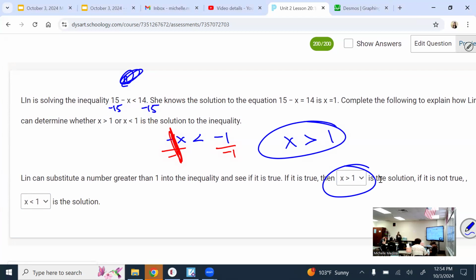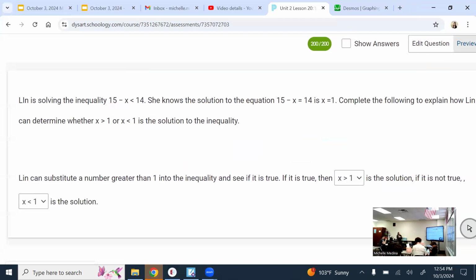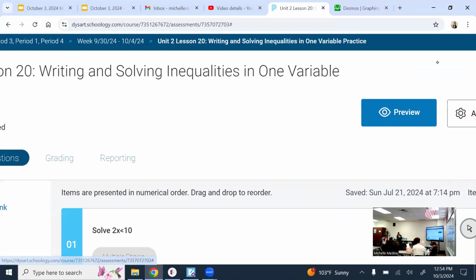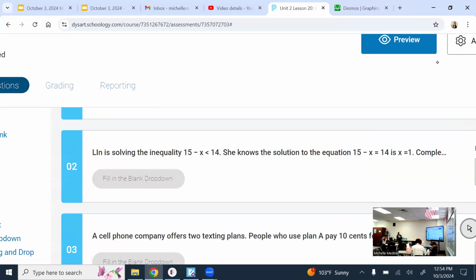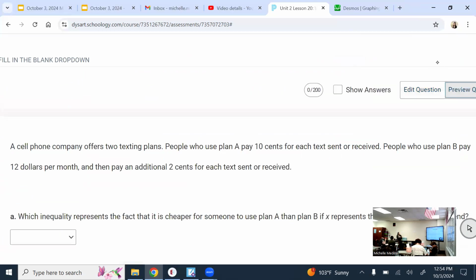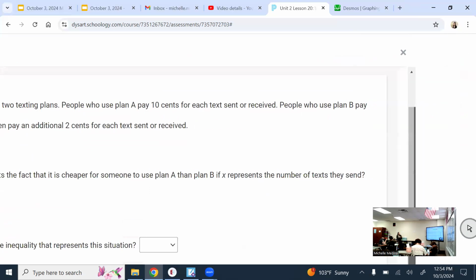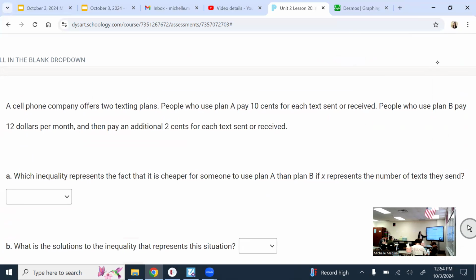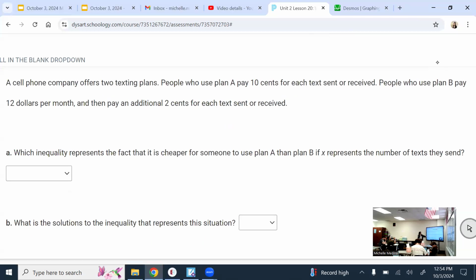Cameron? Number 3 on this one. So a cell phone company is offering 2 texting plans. People who use plan A pay 10 cents for each text sent or received. People who use plan B pay $12 per month and then an additional 2 cents for each text sent or received. So which inequality represents the fact that it's cheaper for someone to use plan A versus plan B?